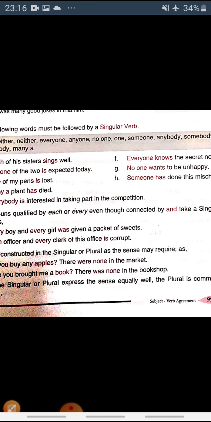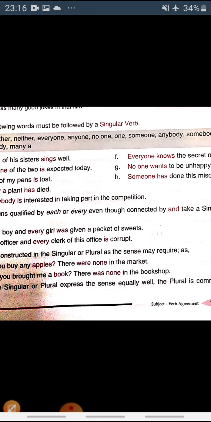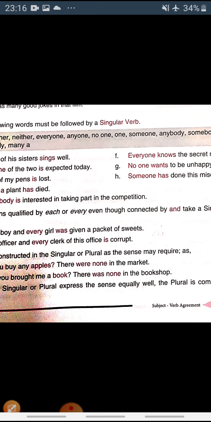Each officer and every clerk of this office is corrupt. So when two nouns are qualified by each or every, though they are connected by and, they will take a singular verb. As you remember, in the previous rule we discussed that when two singular nouns are connected by and, they will take a plural verb. But here, when they are qualified by distributive words like each, every, they will take a singular verb, not a plural verb.